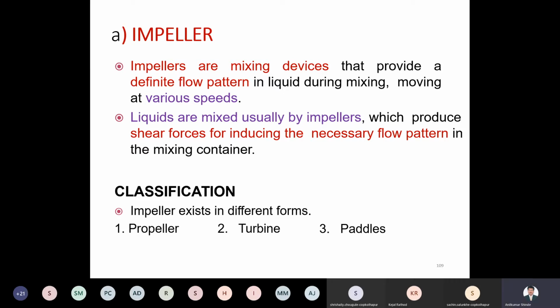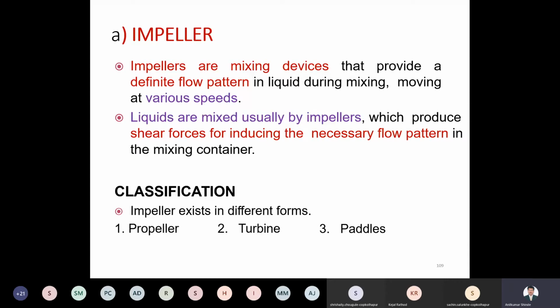As per the viscosity of the liquid, we can adjust the speed of the impeller, right? Liquids are usually mixed by impellers which produce the shearing force, inducing the necessary flow pattern. The impeller is attached to the shaft and given a higher speed. Optimal speed should be provided. You can create the shearing force, and with the creation of the shearing force, the flow pattern of the liquid is possible in the mixing.